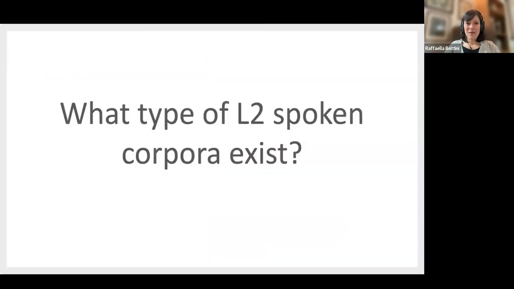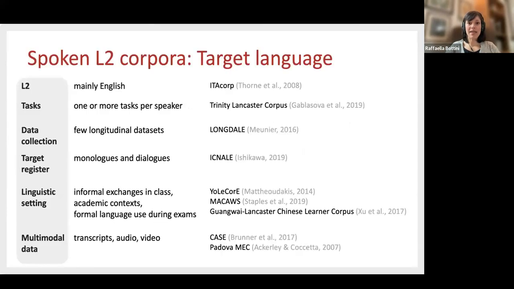All right. So now that we've highlighted the importance of using spoken learner corpora in language teaching, let's focus on what types of L2 spoken corpora exist. We've said that there are not so many, but perhaps we can make a list and categorize them a little bit. Of course, we can categorize them based on the target language that they represent. So we can categorize learner corpora based on the L2 that they represent. And in this case, L2 spoken corpora mainly represent English.